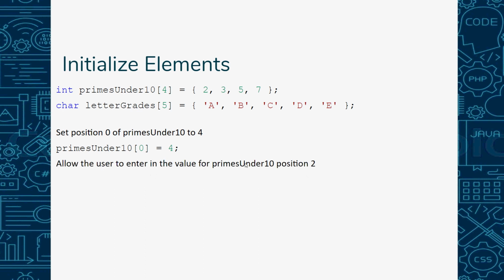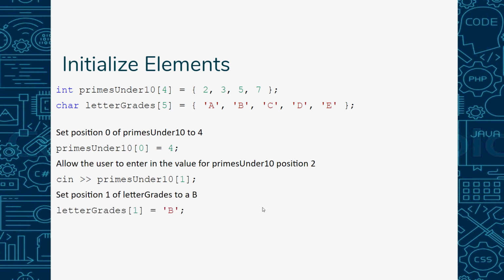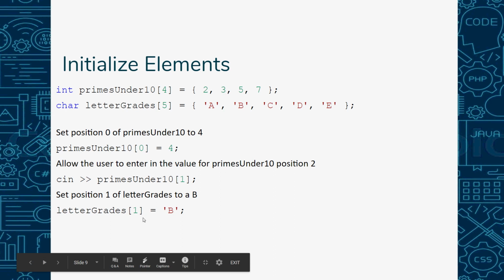Allow the user to enter in values for prime. Okay, so you can also allow the user to enter in and set it to a variable. So here I could say cin primes under 10 of position 1, and they can do a cin statement for that particular variable. Set position 1 of letter grade. So here's this one setting position 1, which is actually the second position in the list.